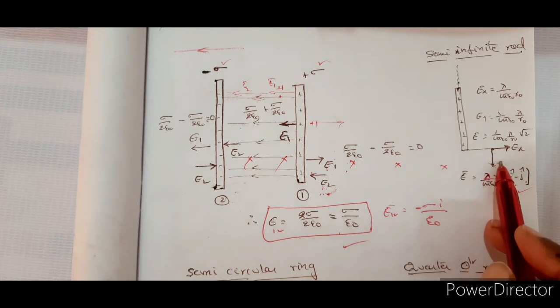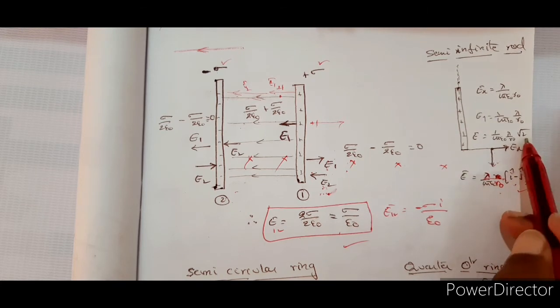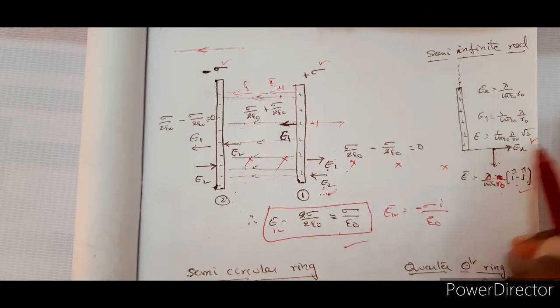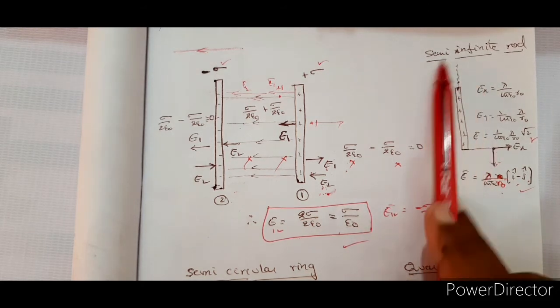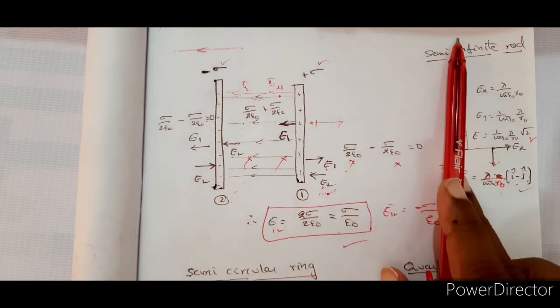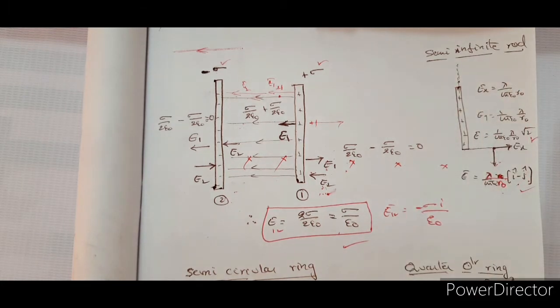So now what is the magnitude of this? I square plus j square under root. That means 1 square plus 1 square under root is root 2. So therefore this is the magnitude: E is equal to 1 by 4 pi epsilon naught lambda by R naught into root 2. Clear? We are not bothered about the other end because the other end is extending to infinity. That is the meaning of semi-infinite rod.